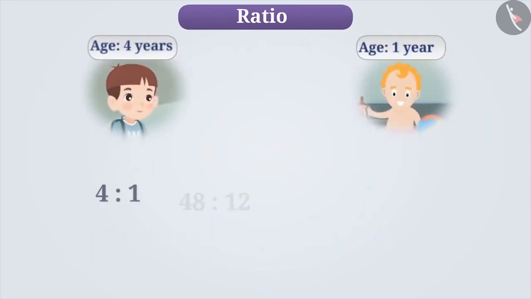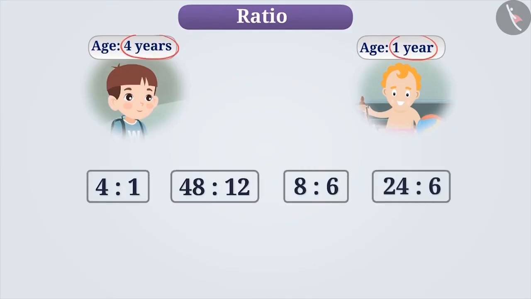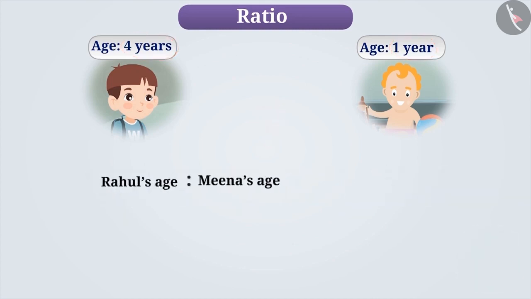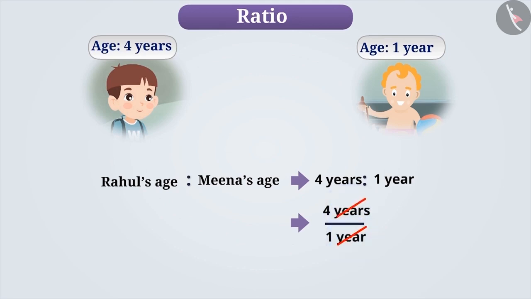Till now, we have represented all the ratios without units. Can you tell the reason behind this? Think about it. Let me tell you. We can write ratio of Rahul's age to Meena's age as 4 years is to 1 year. It can be represented in fractions as 4 years by 1 year. If we observe this, you will see that the units in numerator and denominator are common. Therefore, we can cancel them. We get the fraction 4 by 1, which is without units. It can be represented in ratio as 4:1. That is why there are no units for any ratio.